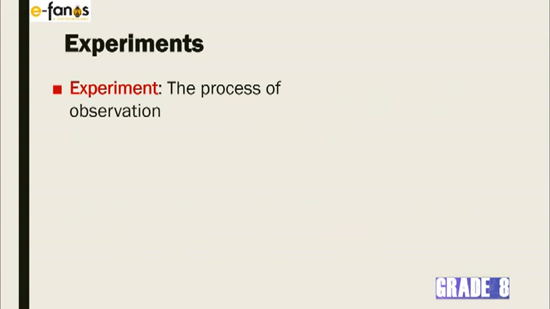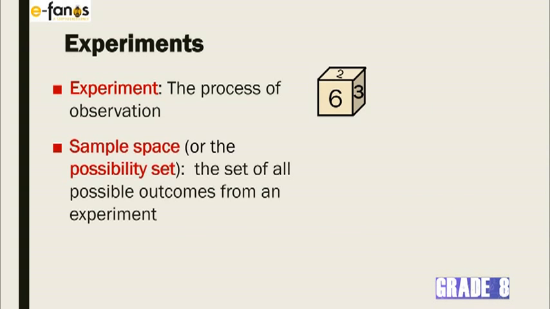We'll start by looking at experiments, which are the process of observation. For example, rolling a dice and observing which number comes up. The sample space, or the possibility set, is the set of all possible outcomes from an experiment. In the case of the dice, it would be 1, 2, 3, 4, 5, or 6.